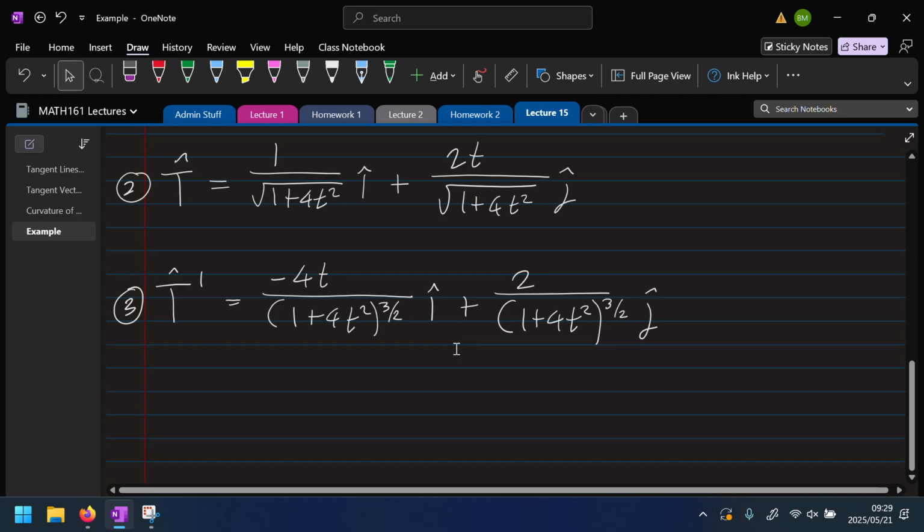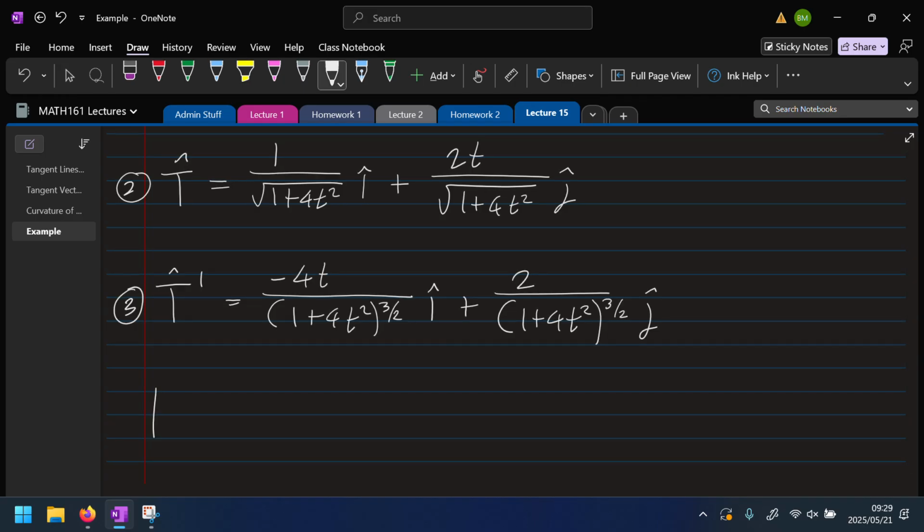Okay, now we need the length of this. So the length of T hat prime, that is going to be the root of the x part squared plus the y part squared. We're going to end up with 2 over 1 plus 4t squared. Okay, so you can check that out. So that's just the first part squared plus the second part squared, and then we just take the root.